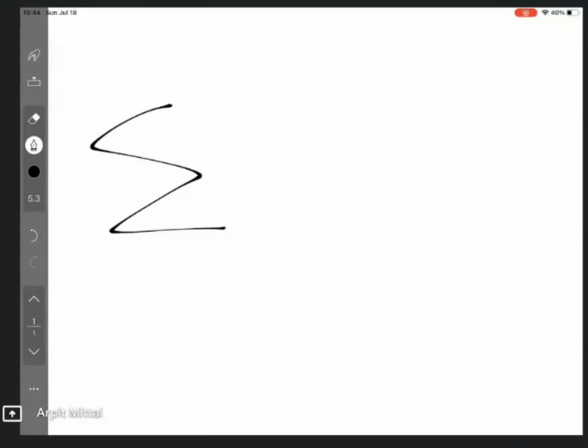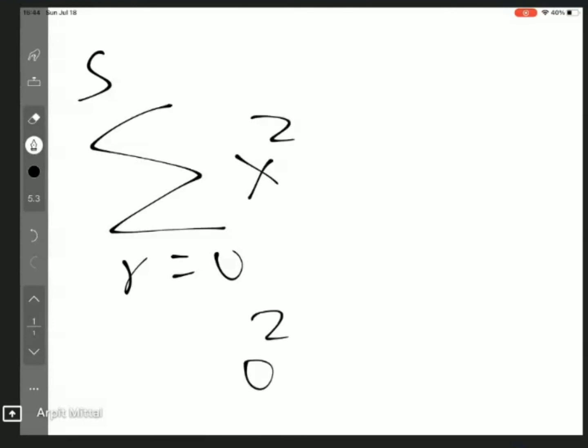Let's say the index can be any variable. We can let's say r equals 0, and then the top number is what we are summing until. This can be, let's say, 5, and then let's say this expression is x squared. And what this means is summing 0 squared plus 1 squared plus 2 squared up till 5 squared.